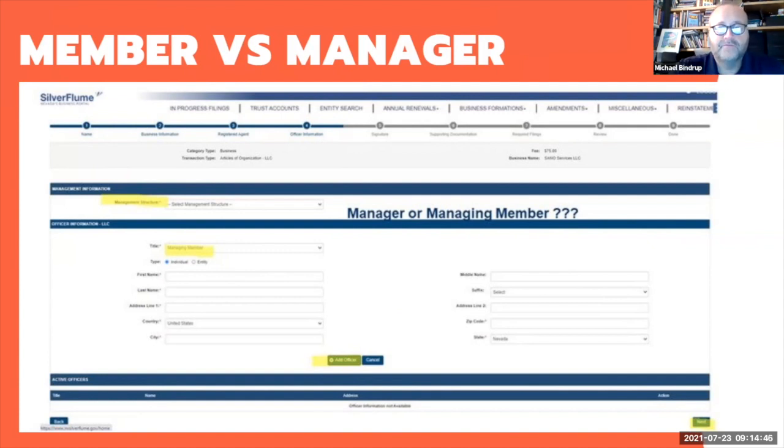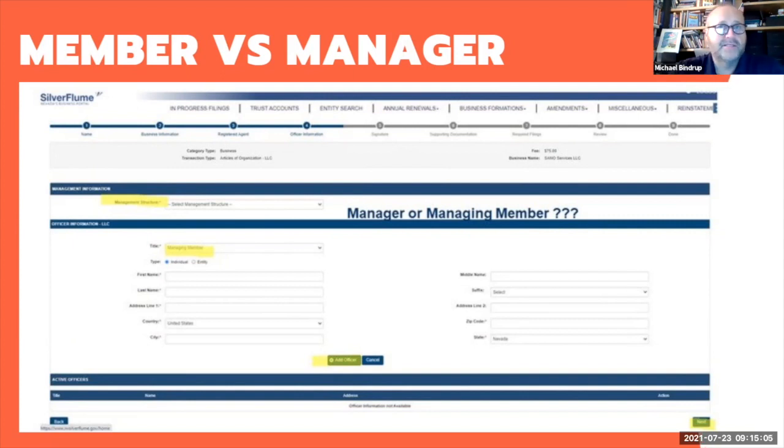If the manager is also a member of the LLC, they're called a managing member. You have to designate a manager or a managing member for that LLC. And this is the person that's going to sign these documents digitally here as soon as we do this.